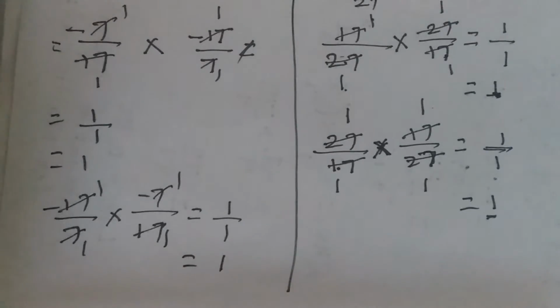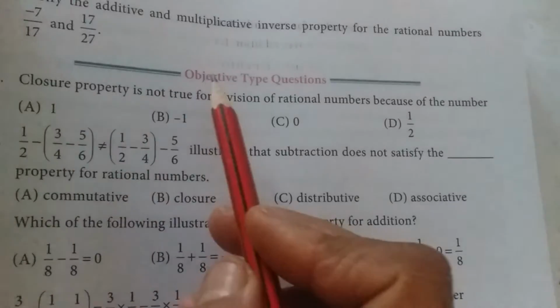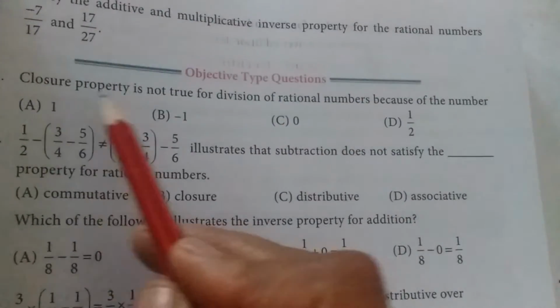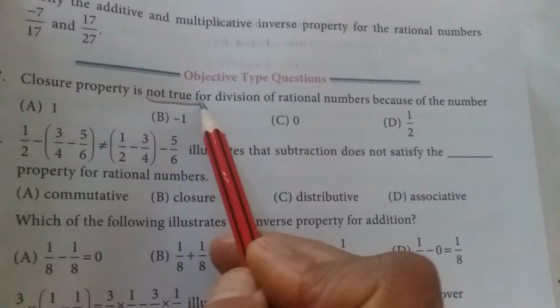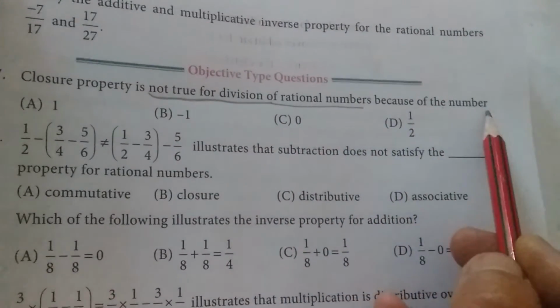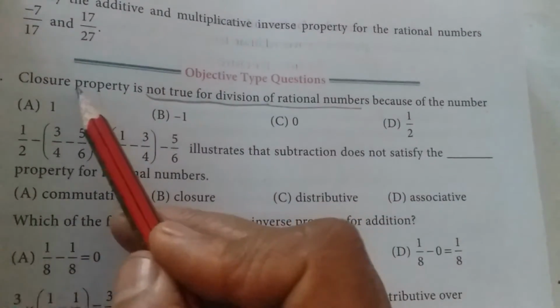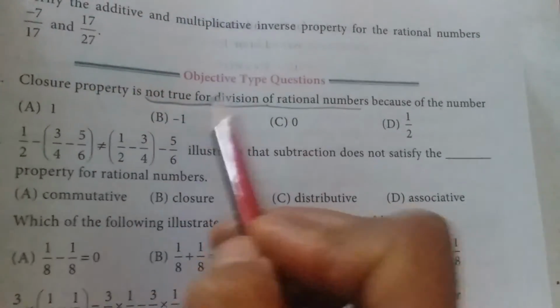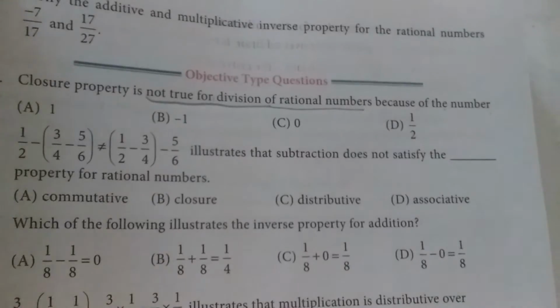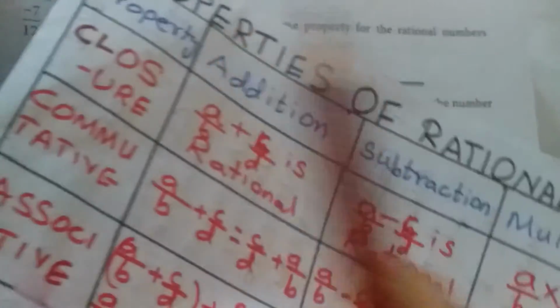Okay, let's move on to the next question now. Question number 7 is objective type. Closure property is not true for division of rational numbers because of the number. We have studied this in detail when doing properties and also while doing sums. Closure property is not true for division. In division, A by B divided by C by D is not rational. For what property? For closure property it is not true.